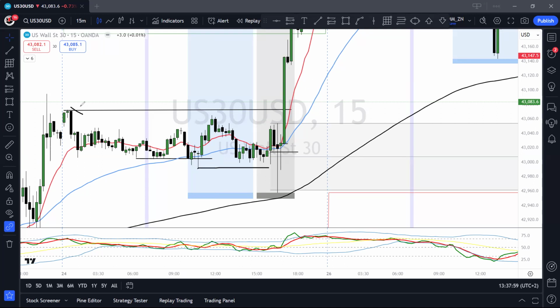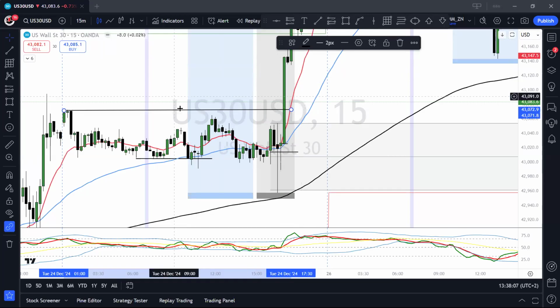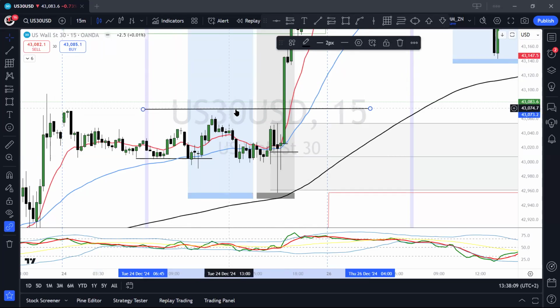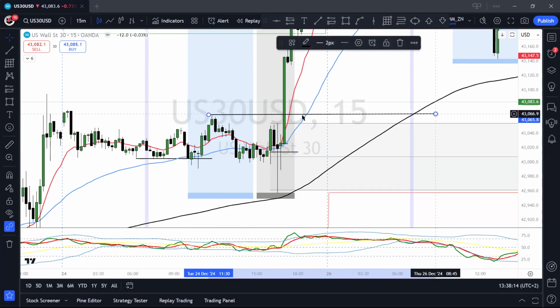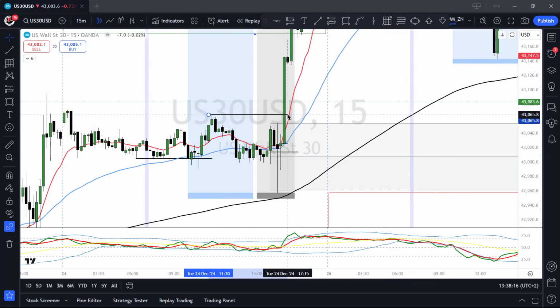Because I'm not looking at Asian for this particular setup, or for this particular day, my main focus was on the London session high, which was this one. And I was also looking at the London session low, which is this one. This is the London session low. So the only thing you do as a trader, you just have to mark those zones. Once you mark those zones, now you wait.